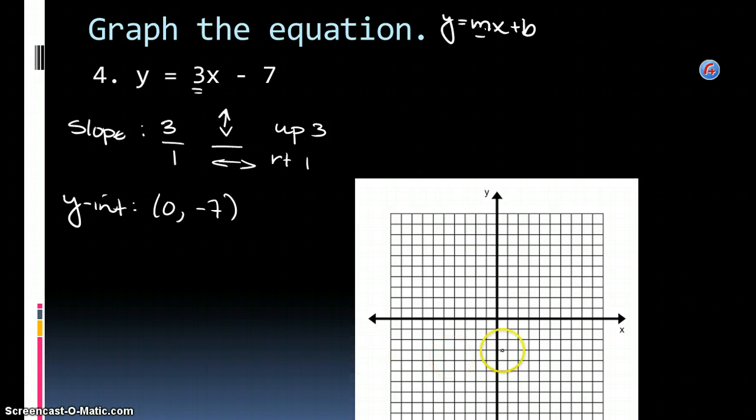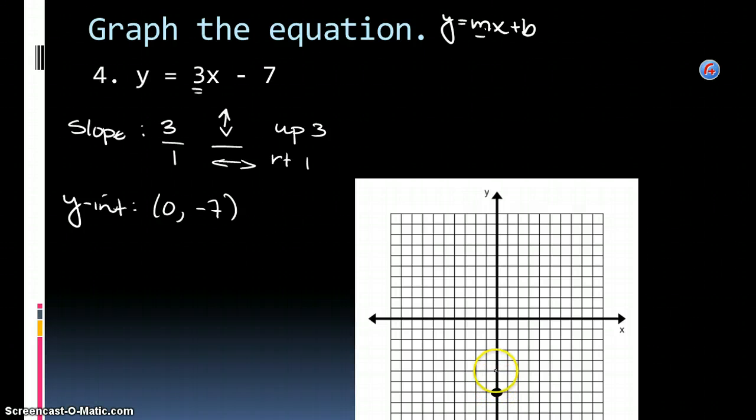And we are going to begin at -7. So 1, 2, 3, 4, 5, 6, 7. Remember, it's my y-intercept, so I'm always going to start on my y-axis. Always, always, always. From here, this is my beginning. My slope tells me where to move. I'm going to go up 3.